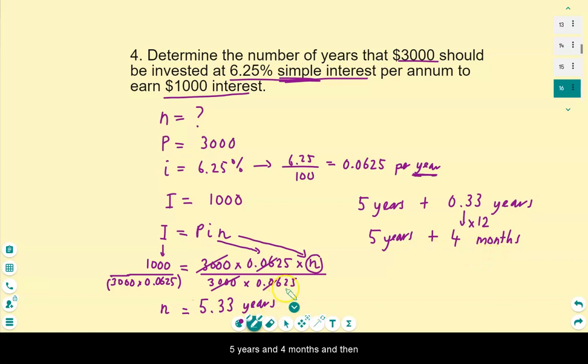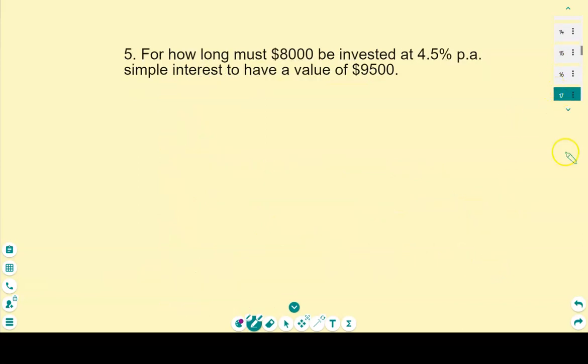And then let's just check it sort of makes sense-ish. The number of years at $3,000 should be invested to get $1,000 interest. Okay, seems about right. Yep, nice. Okay, so 2 more questions to go. Hang in there. These are all the different question types that you might find. So you've got to go away and practice these.